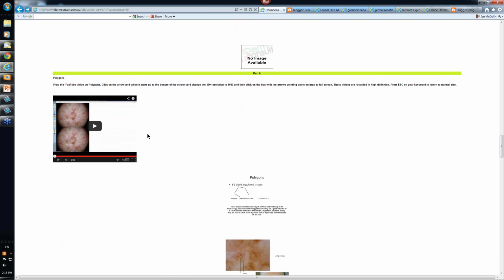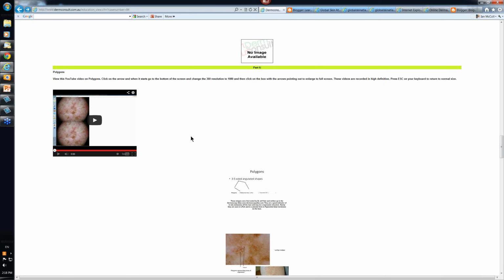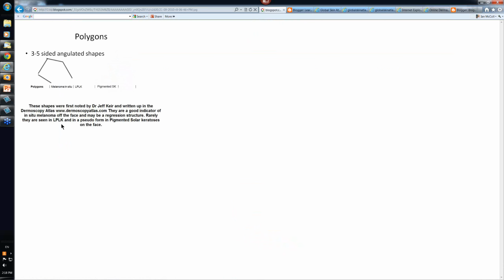We are going to talk about polygons in the actual webinar, so I won't go into them in great detail, except to say that they're angulated, 3 to 5-sided angulated shapes, and you'll see them particularly in melanoma in situ. You can see them sometimes in lichen planus like keratosis, and in pigmented solar keratosis you'll see them.